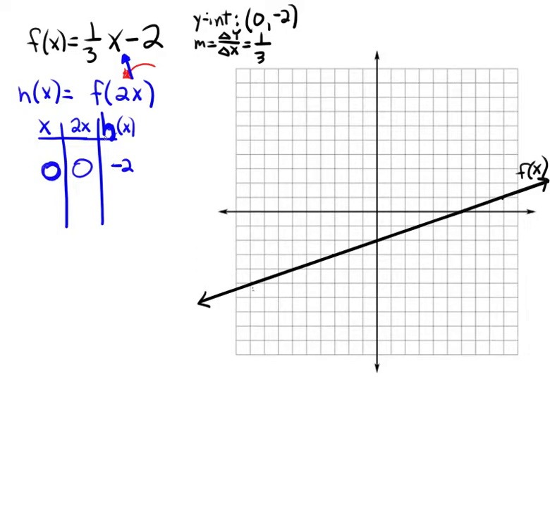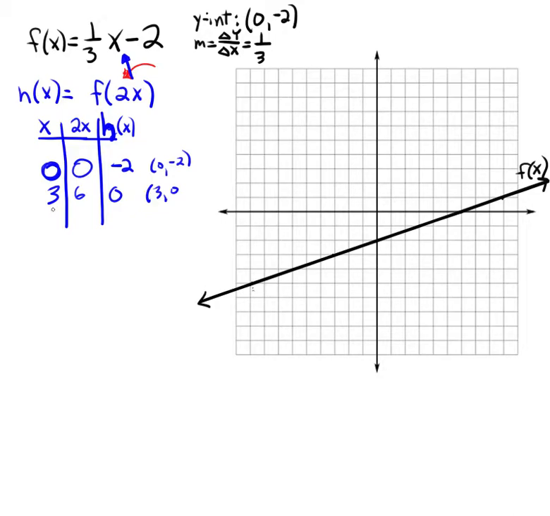Now I'm going to think about what numbers will help me in solving this. So if I started with 1 here for my x, 1 times 2 is 2. 2 times 1/3 gives me a fraction, and I want nicer numbers that I can plot to get my nice points on my graph, my crosshairs. So I'm thinking I'm going to start with 3, a power of 3. So 3 times 2 is 6, and once we substitute that in, 6 times 1/3 is 2. 2 minus 2 is 0. So my coordinate pairs are (0, -2) and (3, 0).